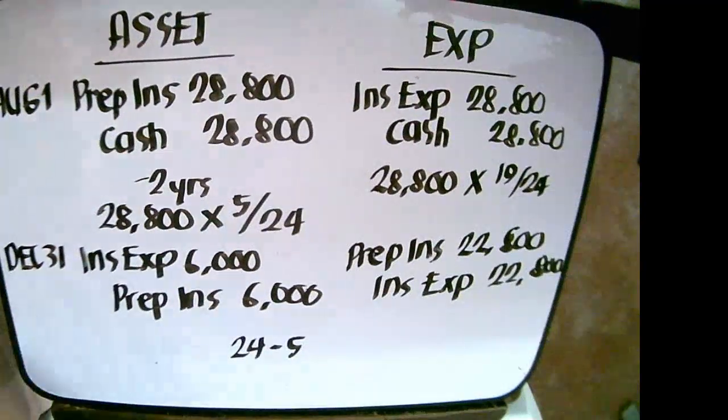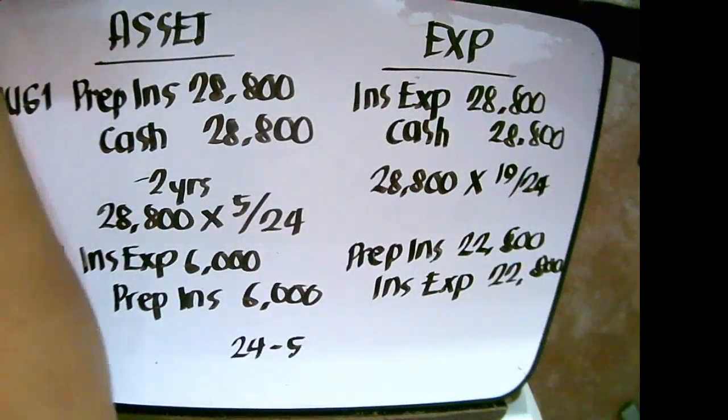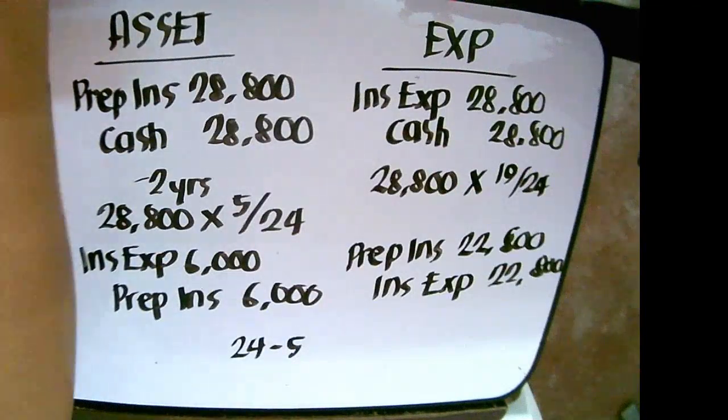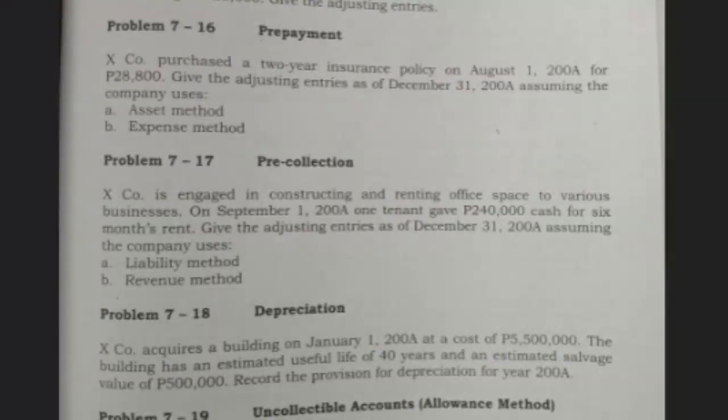So, ito siya. Ito na yung ating entries under asset and under expense method. Next is 7-17. X companies engage in constructing and renting office space to various businesses. On September 1, 2008, one tenant gave 240,000 cash for 6 months rent. So we give the adjusting entries as of December 31, assuming the company uses the liability and the revenue or the income method. So again, ganun pa din yung gagawin natin.